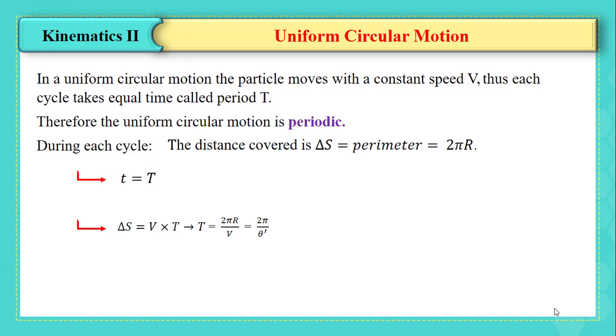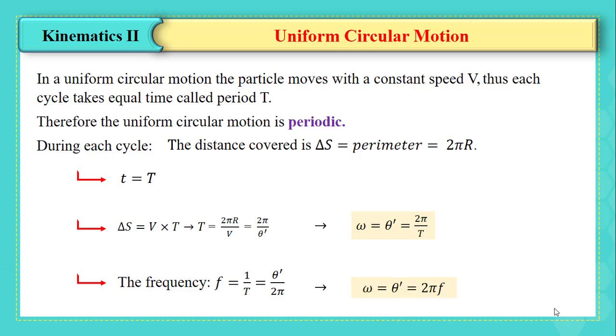How can we calculate this period? We use delta S is equal to v times T, then T is equal to 2 pi r divided by v, which is 2 pi divided by theta prime. Therefore, omega, or theta prime, is equal to 2 pi divided by the period T. We can also write the period T in terms of the frequency. It is of the form omega is equal to theta prime, which is equal to 2 pi f.